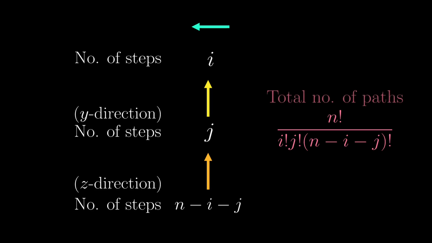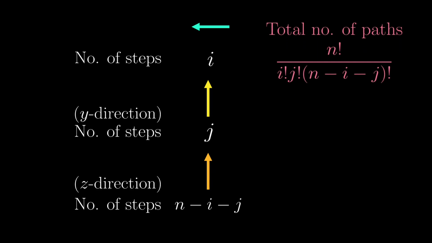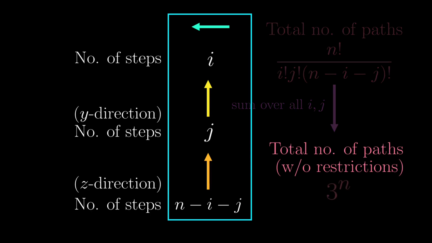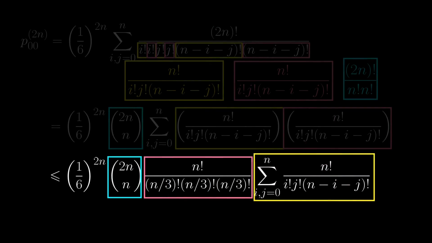So if we were to sum up all these for all possible values of i and j, we would have gotten the total number of paths without any restrictions on the number of steps for each direction, just that altogether there are n of them. In that case, the total number would be 3 to the n, where the n stands for having n total steps, and each step has 3 possible directions to be chosen from. So when we go back to our overestimate of the 2nth step return probability, we can replace the yellow box by 3 to the n.